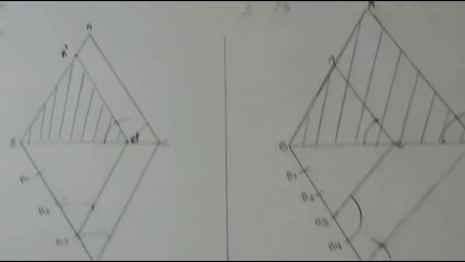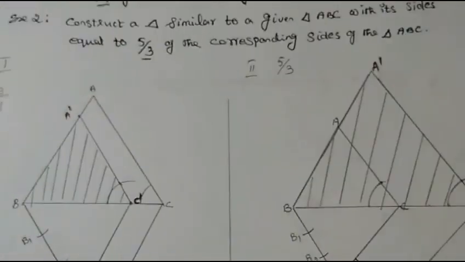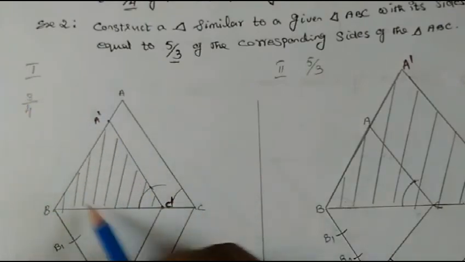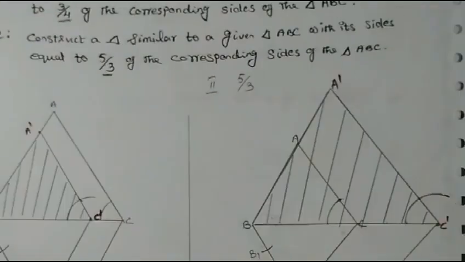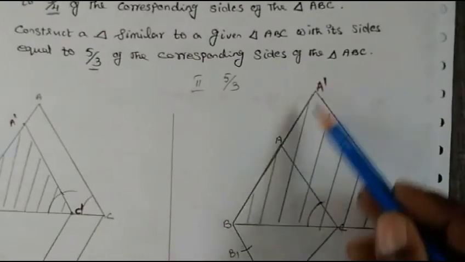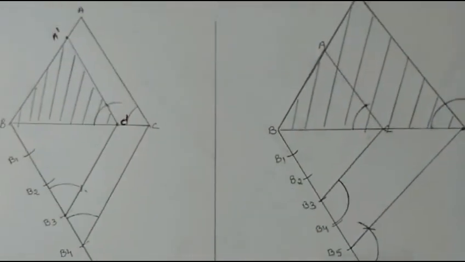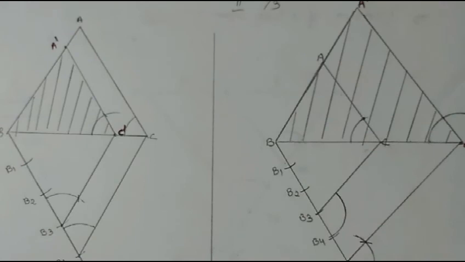See, is it clear to you now? So when the numerator is smaller, the triangle that you construct will be smaller. When the numerator is bigger, the triangle that you construct will be bigger. I hope this is clear to you. Now the justification I'll explain to you in the next video.